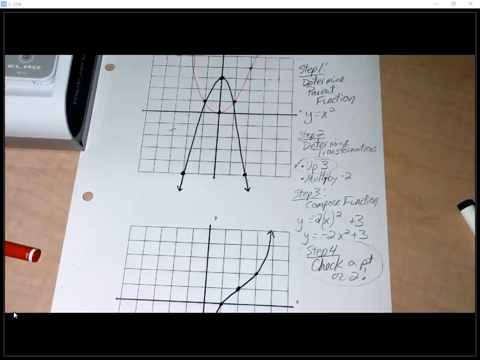On my paper, I did a parentheses around the x, is that the same thing? Same thing, as long as I did it right. Okay, good.